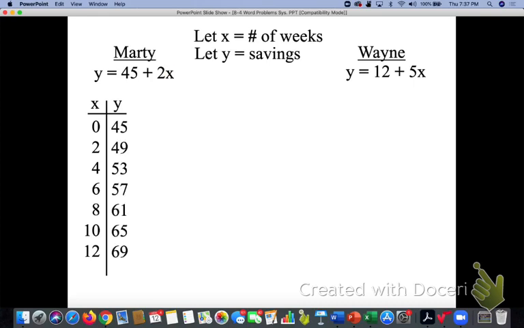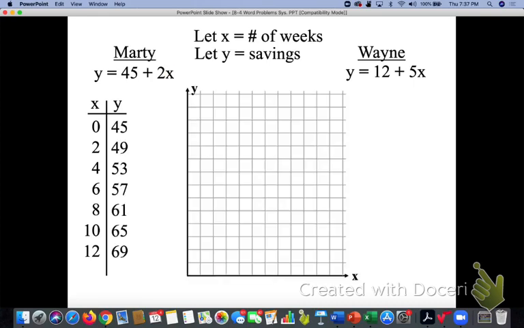So I'm going to plot those. And then when I make my graph, remember the x-axis has a name, and your graph means nothing unless you write the name of that axis. So my x-axis, again, we already have named it. The x-axis is weeks, and the y-axis represents savings.